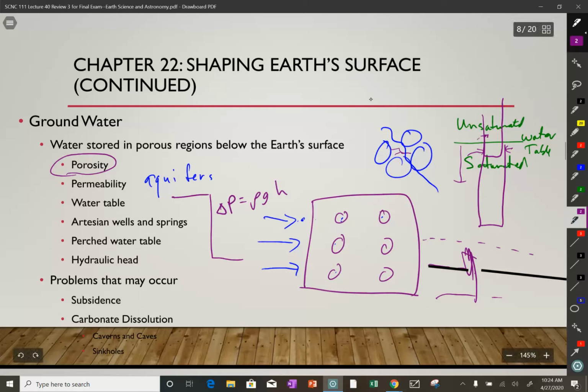So aquifers are regions where you have saturated soil. And I showed you in lecture, like the Ogallala Aquifer. It's just huge water under pretty much the entire state of Nebraska.